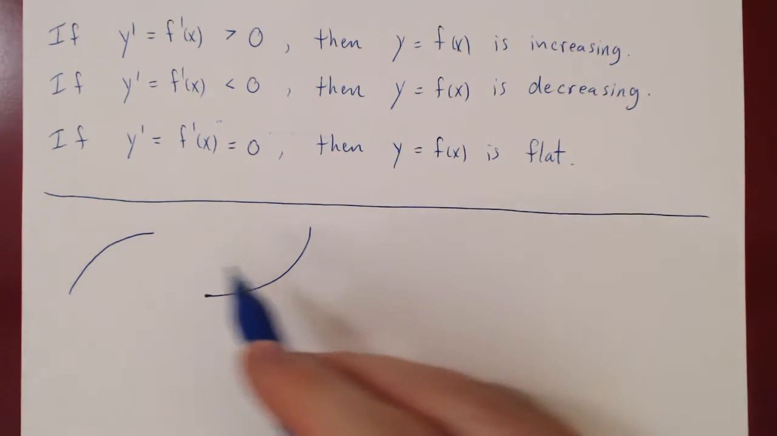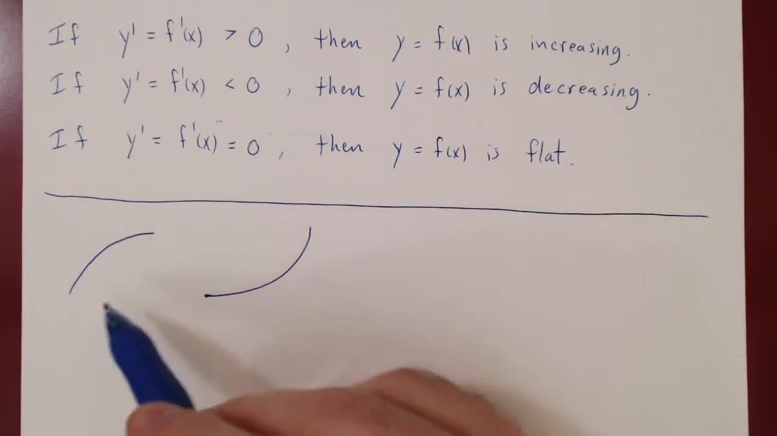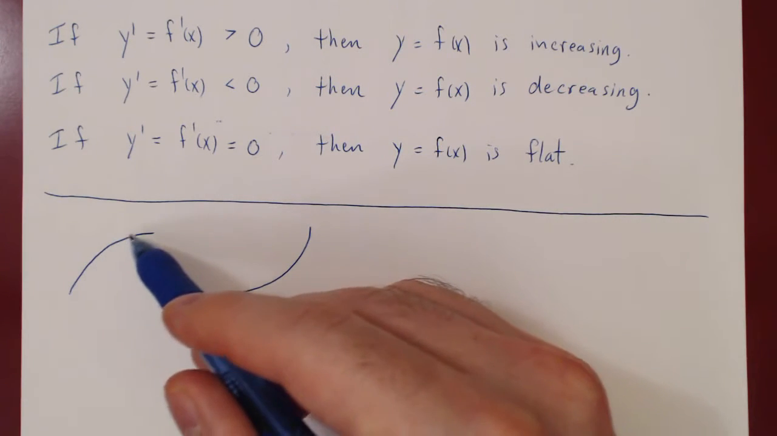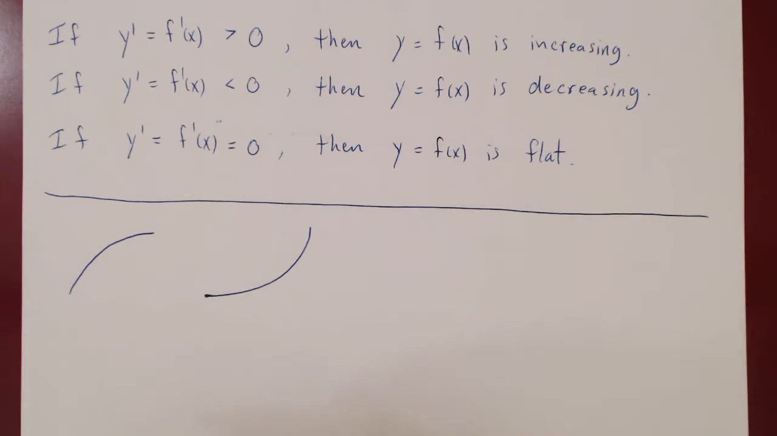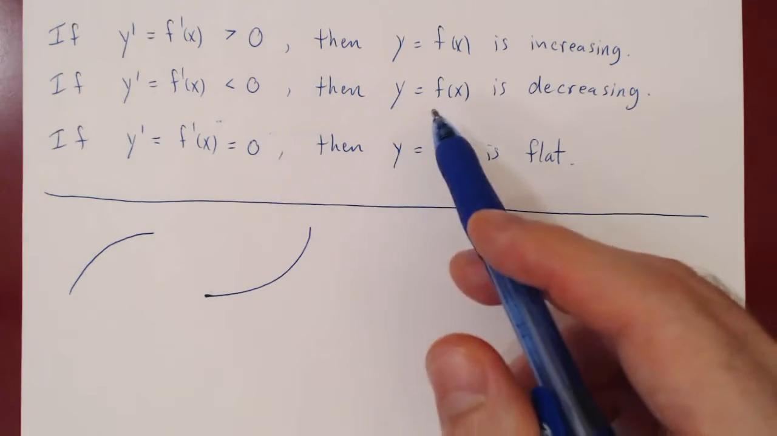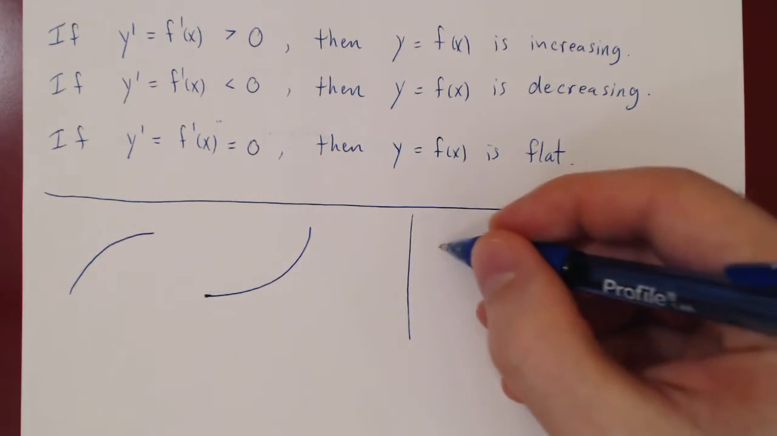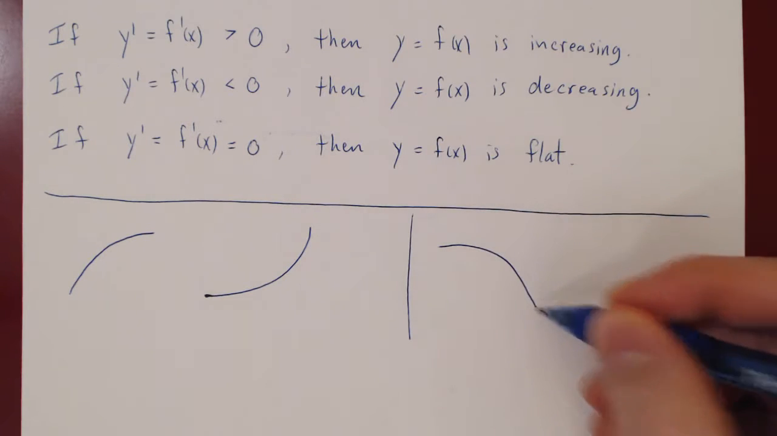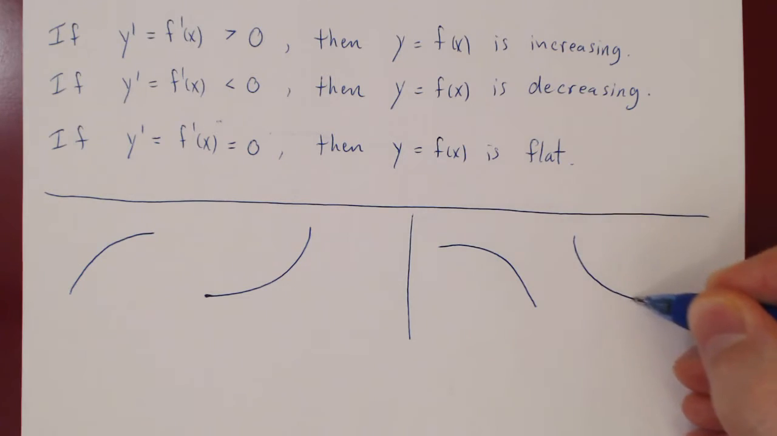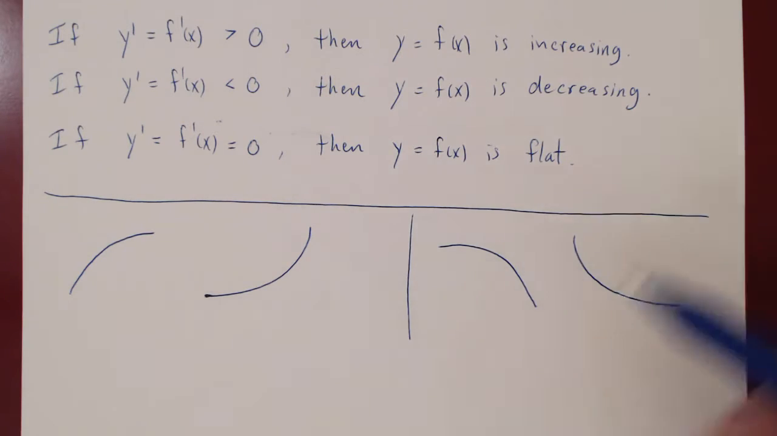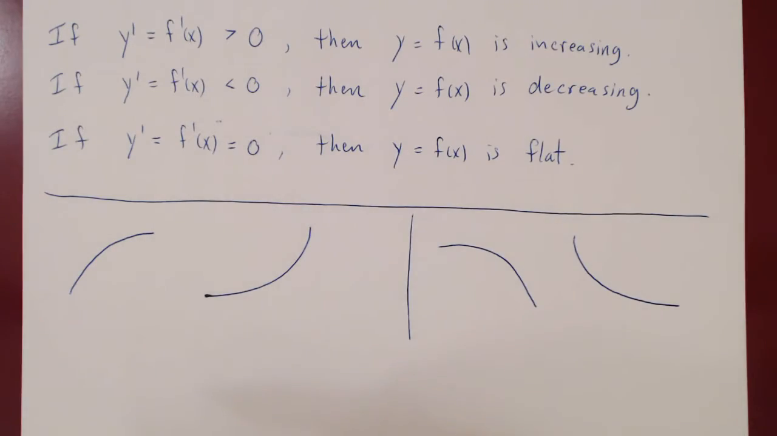And these are two very different curves, right? This is increasing in a different way than this is increasing. And the same for decreasing, right? I could sketch a curve that is decreasing like this, or I could sketch a curve that is decreasing like this. So the first derivative does not tell you the shape of the function.